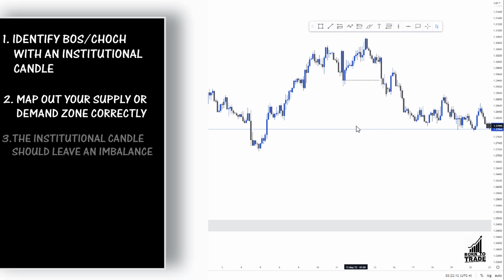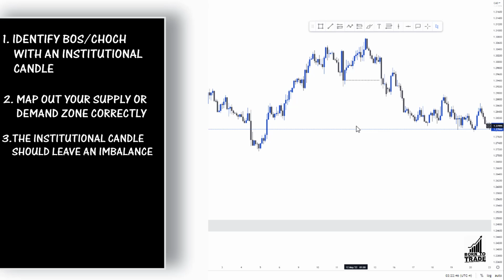So number three, the institutional candle should leave an imbalance. Yes, because institutional candles are candles with large momentum. So when those candles move with momentum and break structure, you need to see that candle leave an imbalance because we know that price will always come back to fill the imbalance. During the mentorship program, I didn't explain or mention anything about imbalance, but today I will talk a little bit on imbalance and teach you how to spot imbalance.